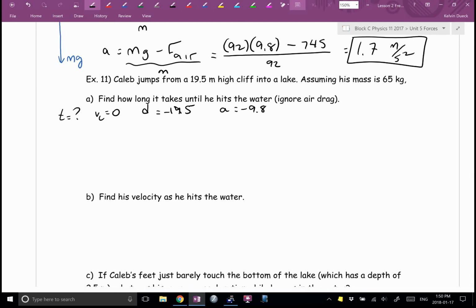By the way, have I used the mass? Apparently I don't need the mass yet. There is an equation that has a t, a vi, a d, and an a in it. Which one? Sierra, which one? D equals vi t plus a half a t squared. That one there?